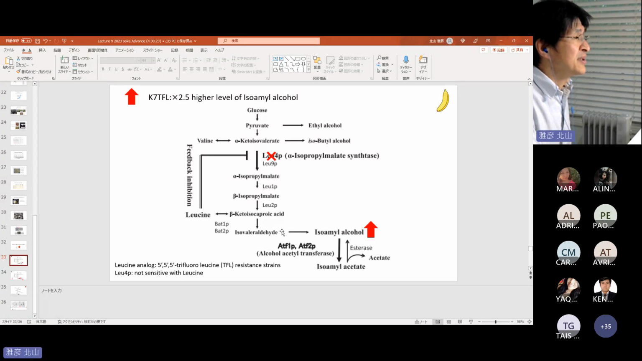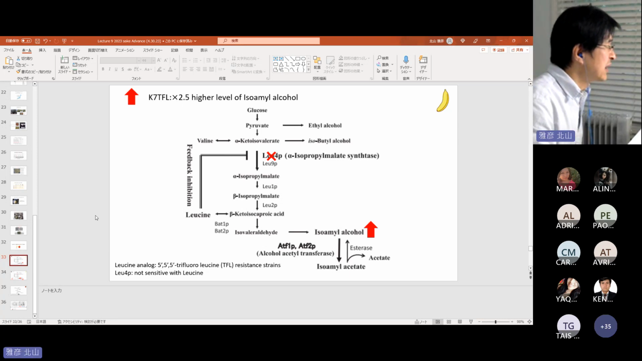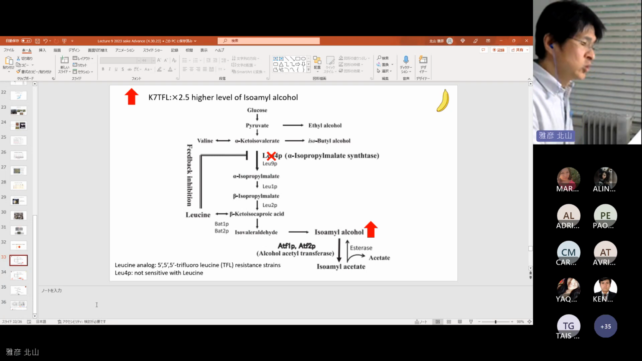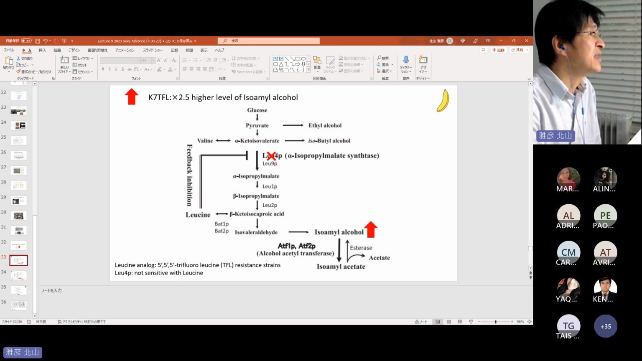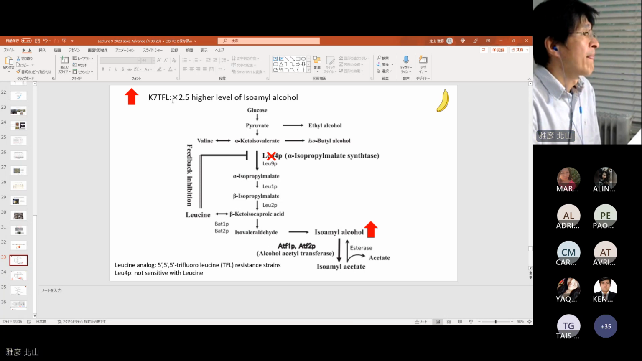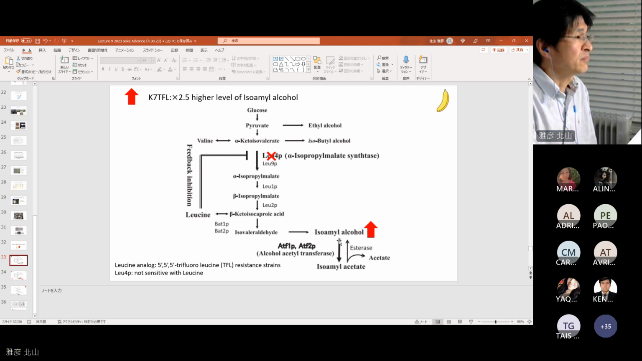And this mutation or isolation, I think, was performed by the local government of Hiroshima Prefecture, and they obtained a mutant which produces 5.2 times higher level of isoamyl alcohol by selecting mutants on alpha-isopropyl malate synthase.